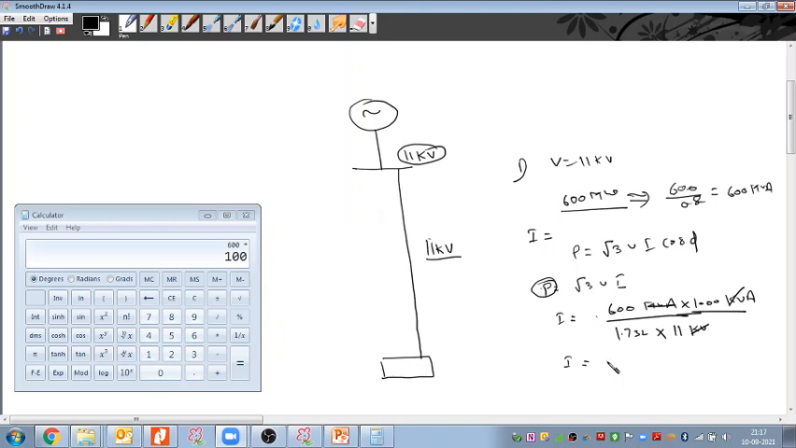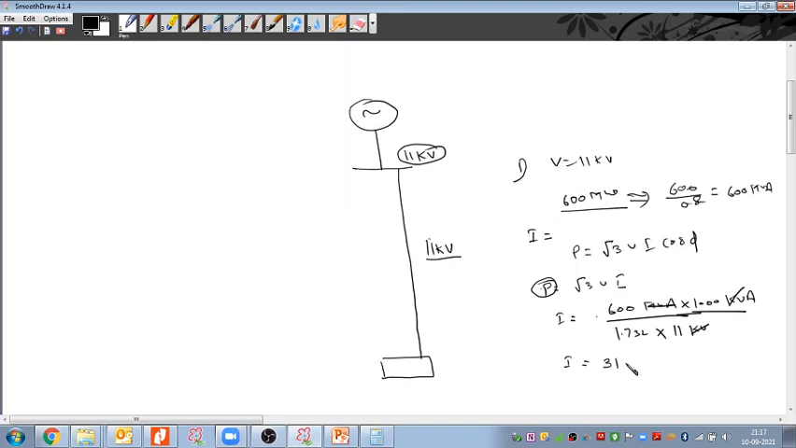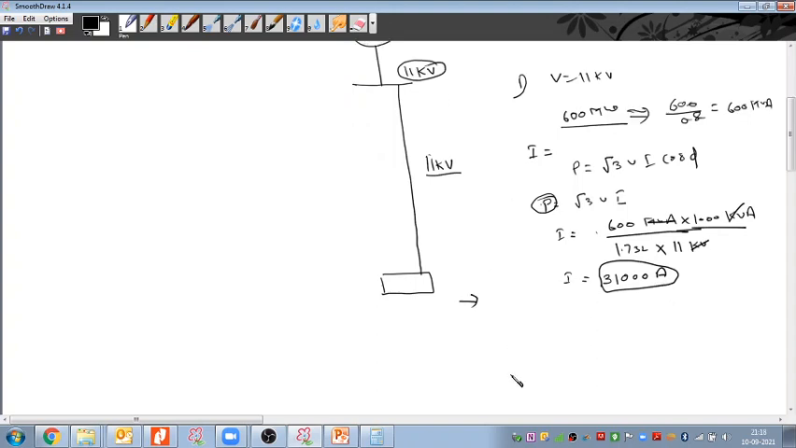So what is my current to be transmitted? 31,000 ampere. With such a high current, what is the problem? Yeah, the problem is the losses, which mostly depend on the current. The loss is going to increase very much, very huge losses in power. So your power transfer capacity decreases due to the huge transmission current.